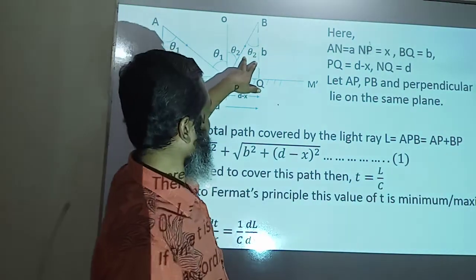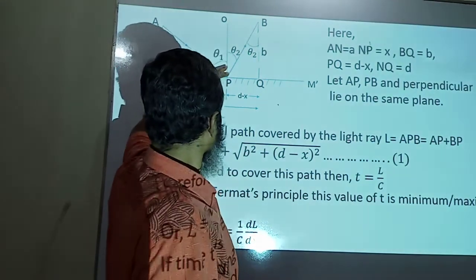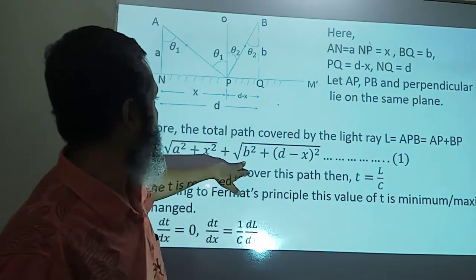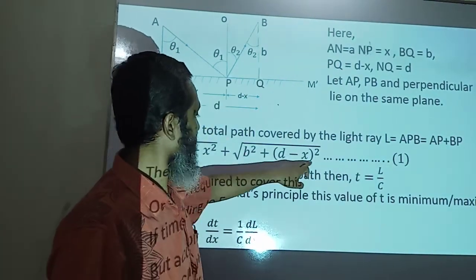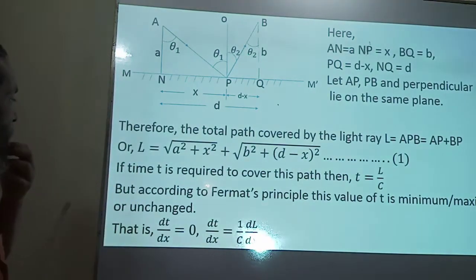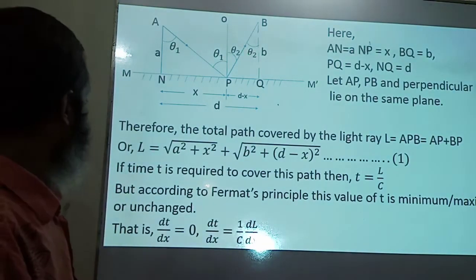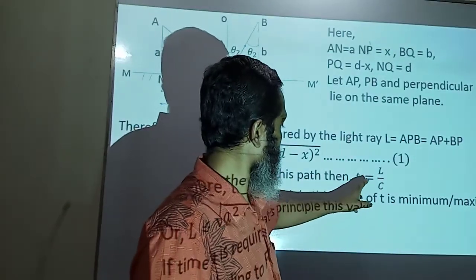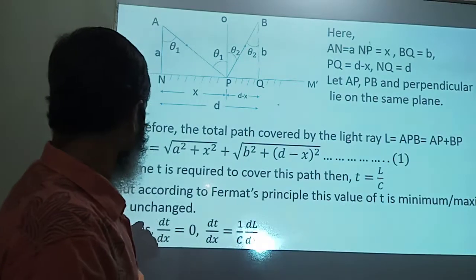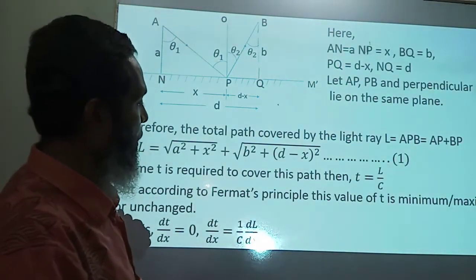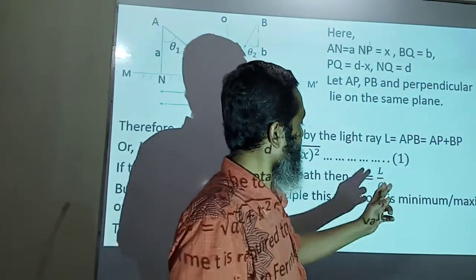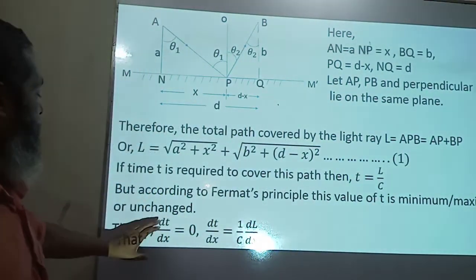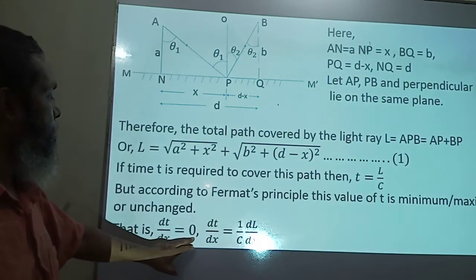And here comes BP. BP is the hypotenuse. So BP is equal to root over b square plus (d minus x) whole square. That is equation number 1. And we know the time required is T, so T is equal to L by c. But according to Fermat's principle, this value of T is minimum, maximum or unchanged. That is, we know dt by dx is equal to 0.